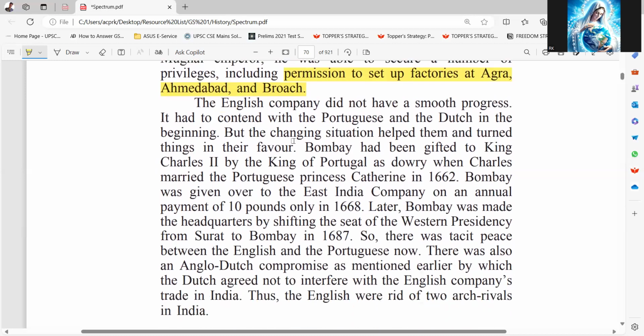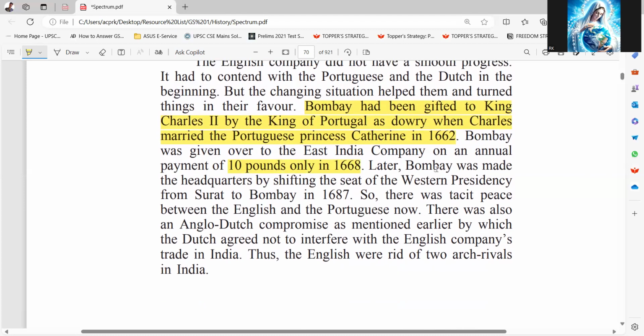It had to contend with the Portuguese and the Dutch in the beginning. But the changing situation helped them and turned things in their favor. Bombay had been gifted to King Charles II by the King of Portugal as dowry when Charles married the Portuguese princess Catherine in 1662. Bombay was given over to the East India Company on an annual payment of £10 only in 1668. Later, Bombay was made the headquarters by shifting the seat of the Western Presidency from Surat to Bombay in 1687.